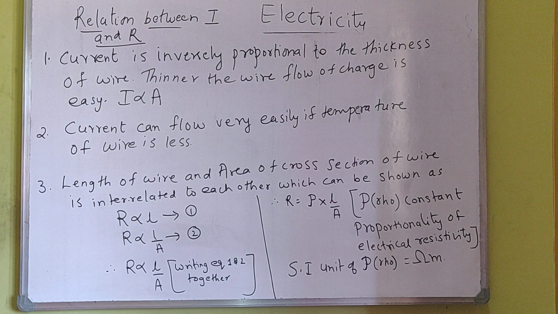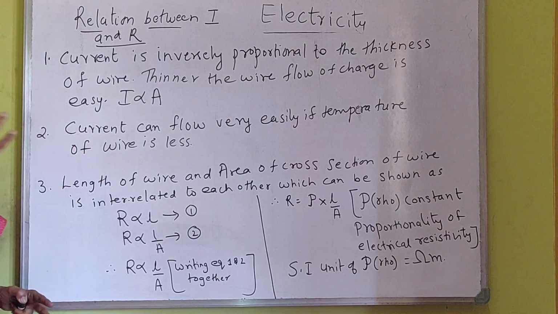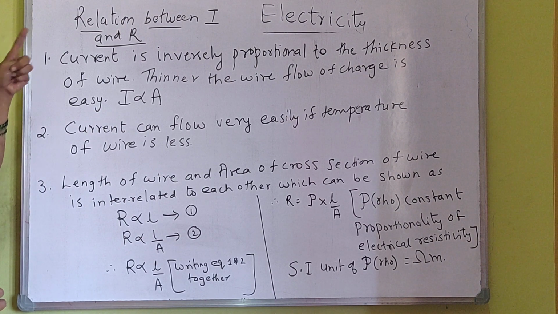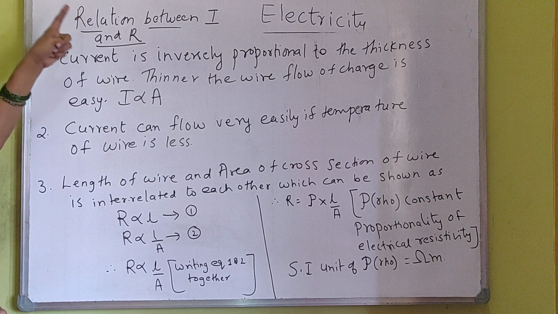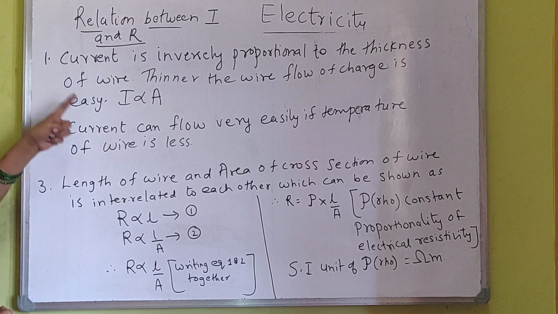Similarly, current can flow very easily if the temperature of the wire is less. Because if the temperature of the wire increases, the kinetic energy of the electrons increases and these electrons may not flow in a straight line. They may collide with each other, so the flow of charges will become less. If temperature is less, the electrons will flow in a straight line. That means the current can pass very easily if the temperature of the wire is less. So this is how the relation between current and resistance is there.